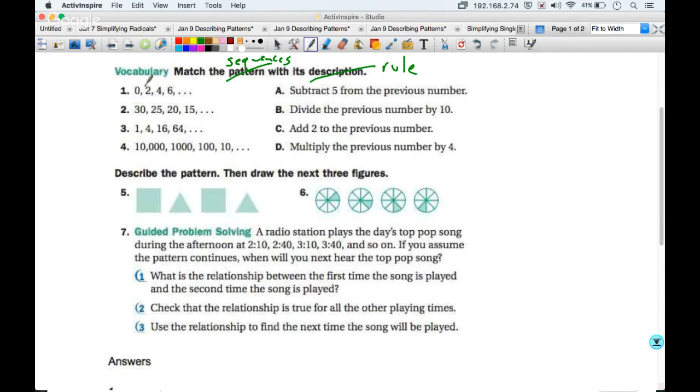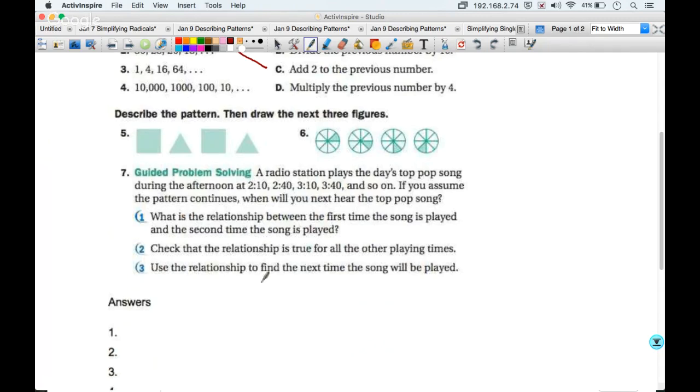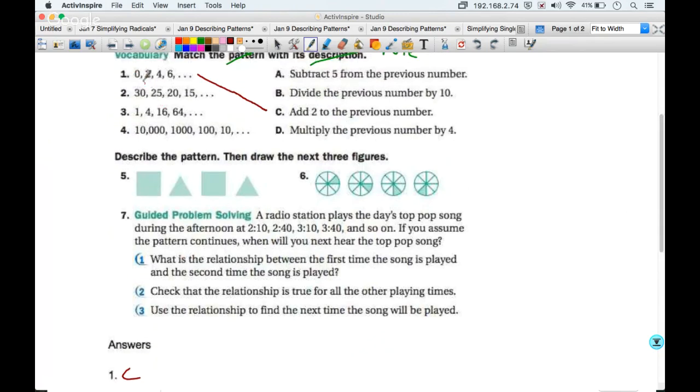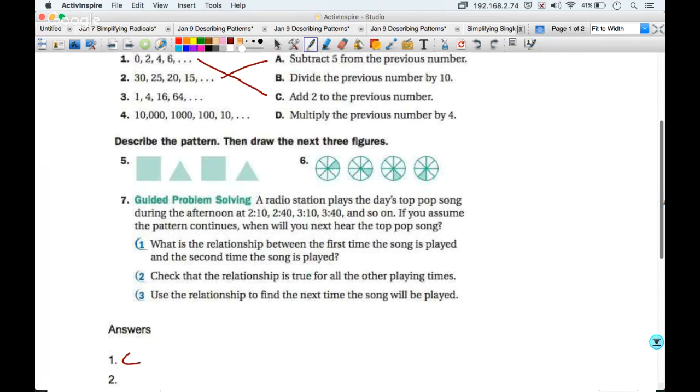I see it's counting up by twos. And I see that right there, option C is a pretty good match. I might draw a line to match those, but ultimately I wanted you guys to record your answers down here. Let's look at what's happening in number two. It's definitely decreasing by the same amount each time. It looks like it's subtracting 5 from each. Yep, that looks like it matches A.